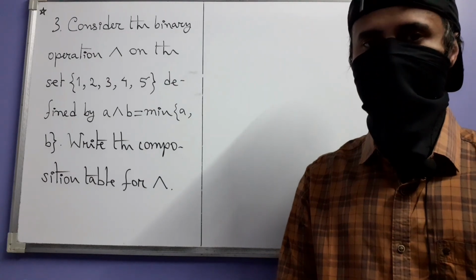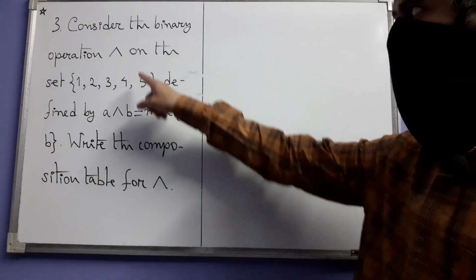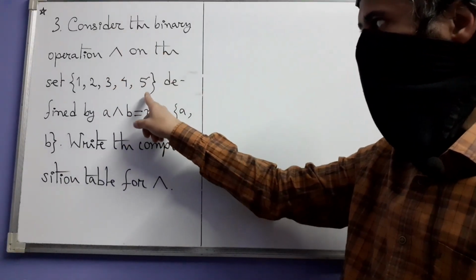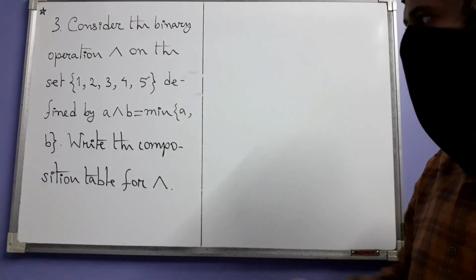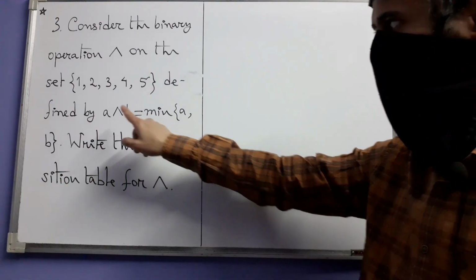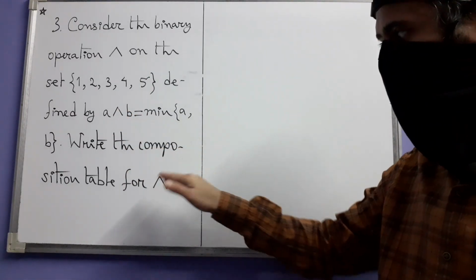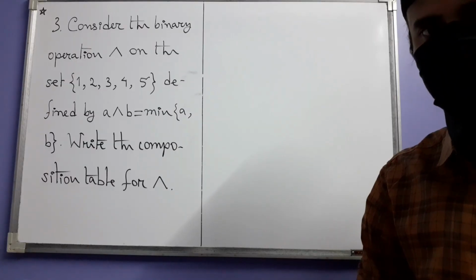And next we have number 3. In this one we have this binary operation denoted by this wedge symbol on the set of first 5 positive integers, and the operation is defined by this equation. A wedge B is the minimum of A and B. We have to write the composition table for this operation.